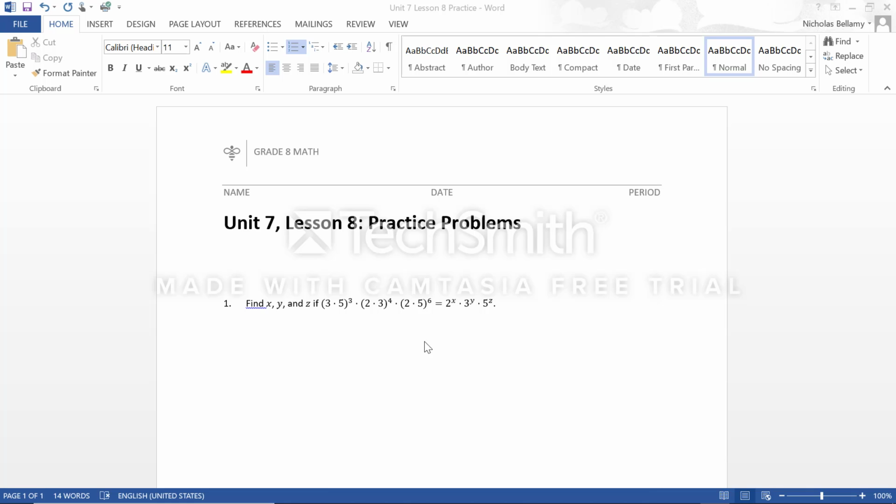Okay, for this problem in the practice problems, Unit 7, Lesson 8. What they want you to do is find what is x, what is y, what is z, right? If you pay attention to the base numbers 2, 3, and 5, it pertains to these numbers here in this problem. So what we would do is simply break these down.